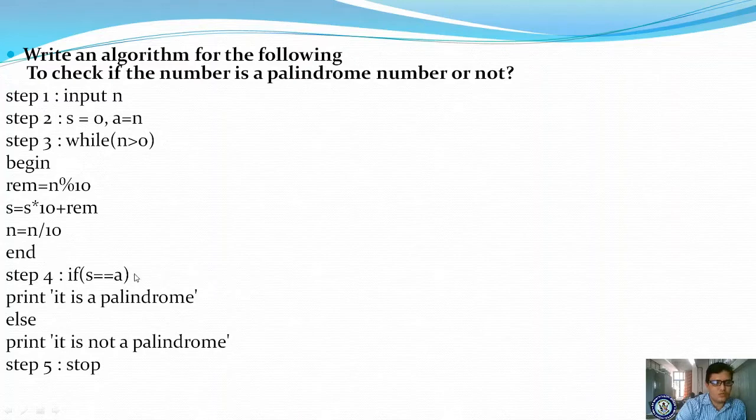In step 4 we are comparing once again if s equals a. So in s it has come as 111. In a also we have stored 111. If this condition is true, it prints it is a palindrome. If it is not, then it will print not palindrome. Okay, in step 5 we are stopping this algorithm. So likewise you can write an algorithm for any problem.